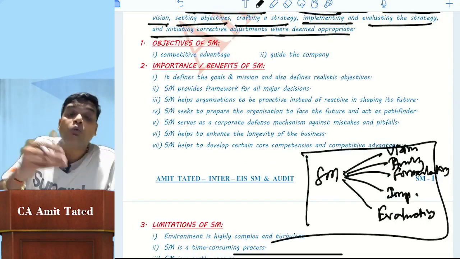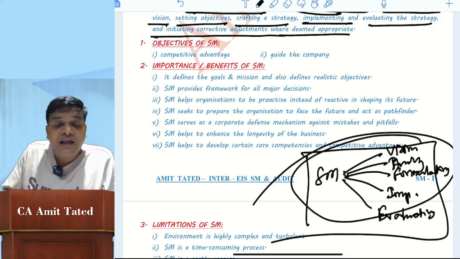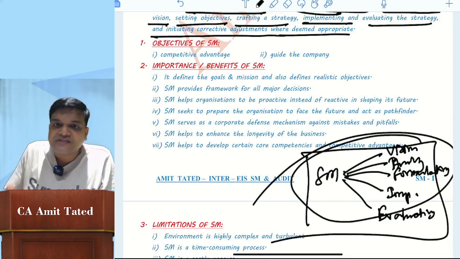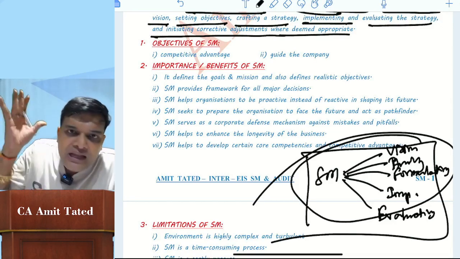Now what is the objective of strategic management? If I do these 5 steps, if I follow these 5 steps, what is my objective? My objective is, Malik, with these 5 steps, I can achieve a competitive advantage. If I follow these 5 steps, please understand, only formulating strategy.